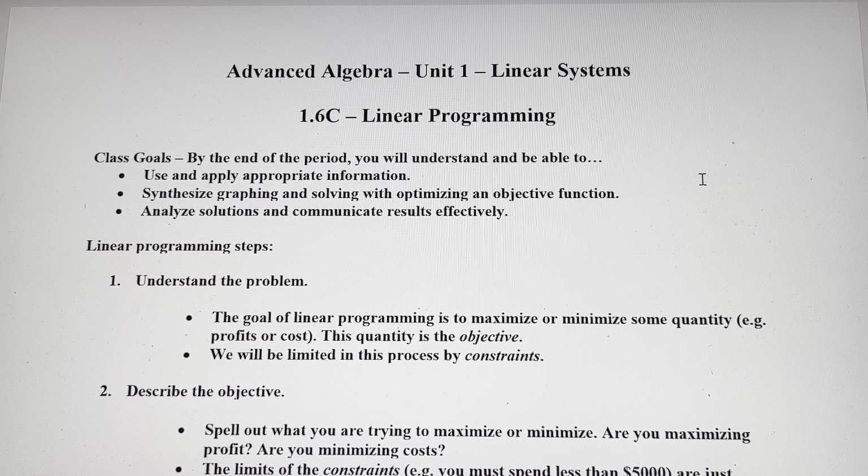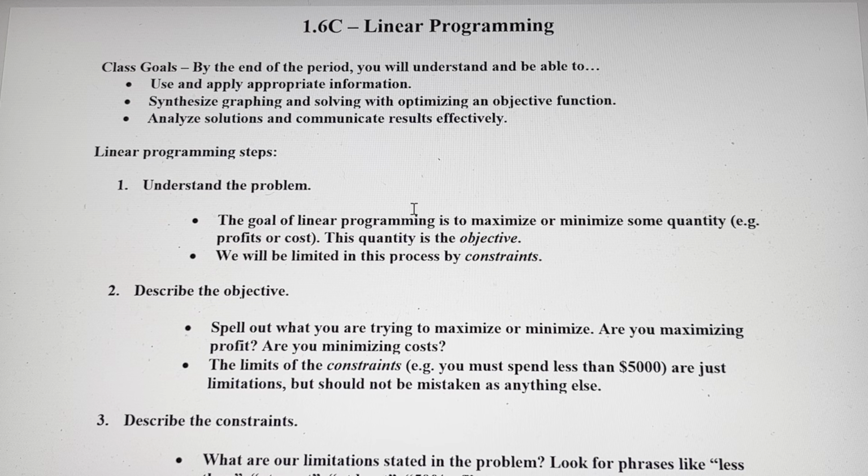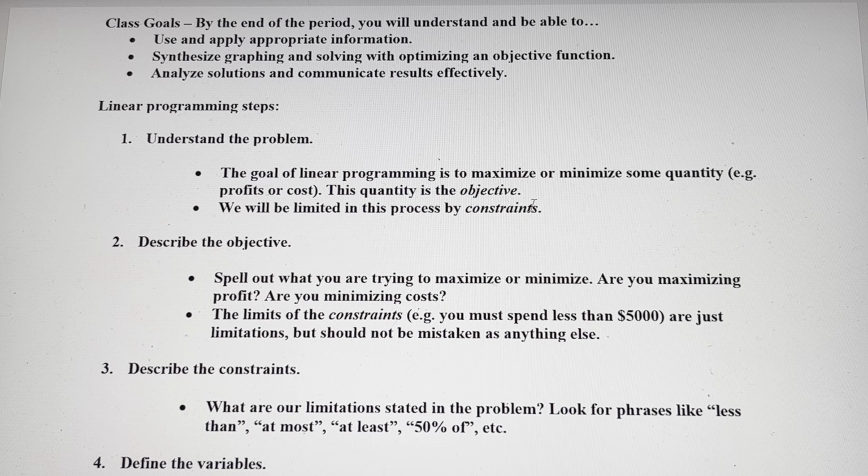All right, guys, so in this video, we're going to go over the process for linear programming. That's applying the systems of linear inequalities that we've been working on the last few days. There are quite a few steps I'm going to talk about here. I'm not going to read all of this to you, so at any time, if you need to, pause the video and read through the steps.